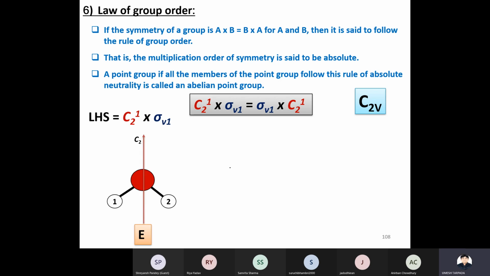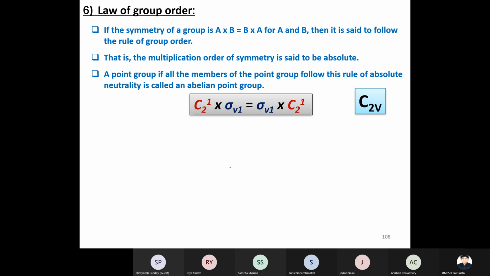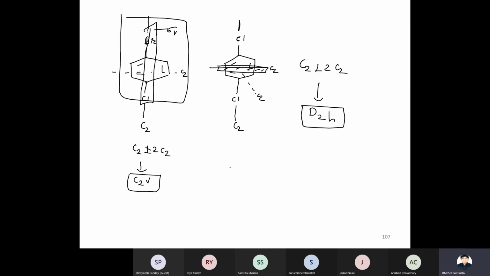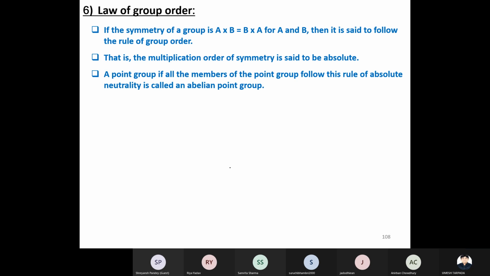Now we go for certain laws of group order, that is different laws, law of multiplication. Okay, so the point group topic is over. Now is there any doubts, anybody having any query?